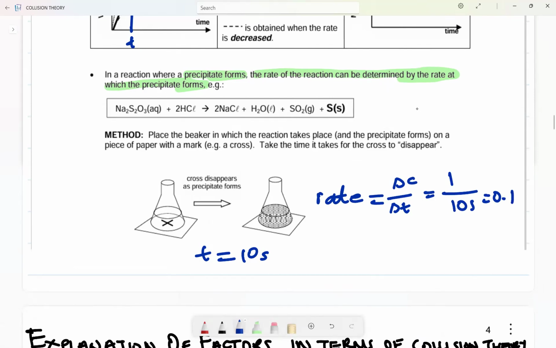But now let's say it took a shorter time. Let's say it took 0.2 seconds. Let's see how the rate is going to be affected. It's going to be 1 divided by 0.2 seconds, so you'll get something like 5. So now can you see, if we take a shorter time, the reaction rate is faster. But if you take a longer time, the reaction rate is slower. That is what you are supposed to understand.